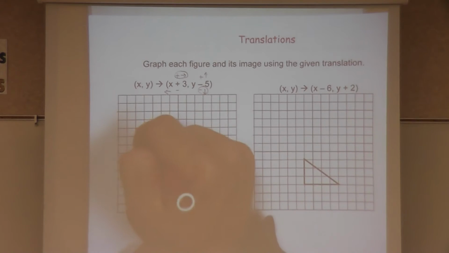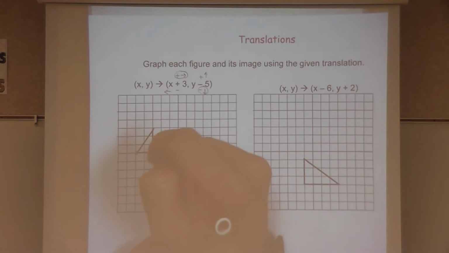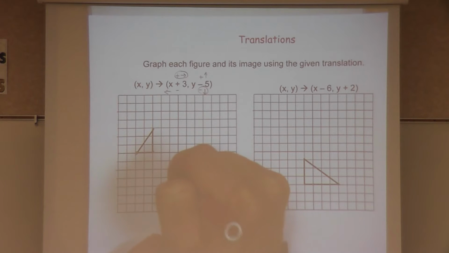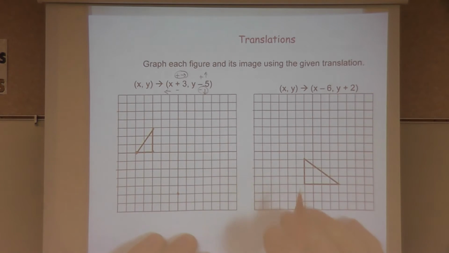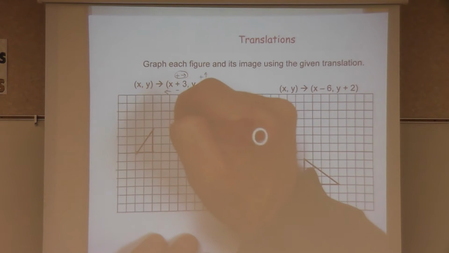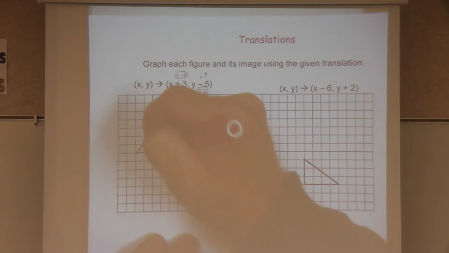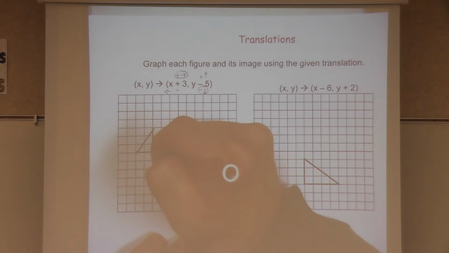So I'll take each of my 3 vertices of this triangle and perform that transformation by moving it 3 units to the right and then down 5 units. So this point becomes this point here for the image. This one over here, 3 to the right and down 5. And then the last point, 3 to the right and down 5.